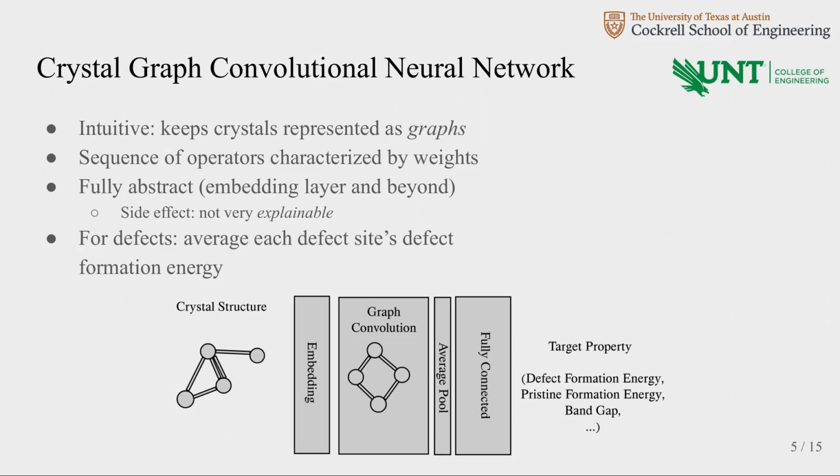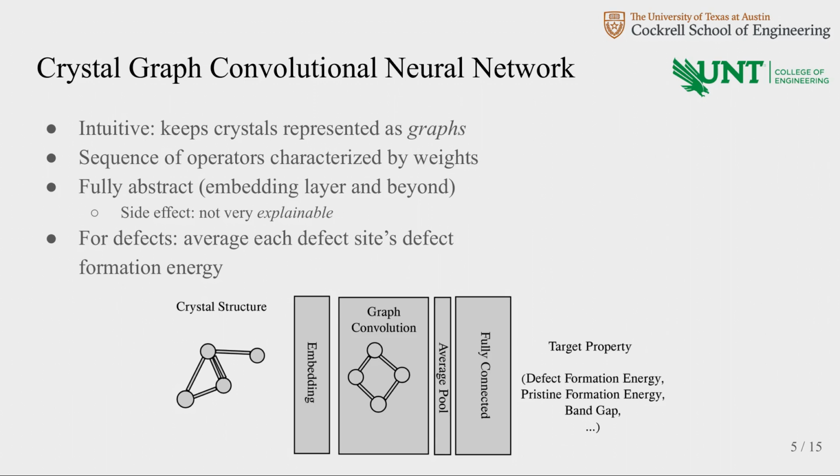So that's another thing that's cool about this topic, is that this exact deep neural network and the concepts we're just talking about can be used outside of material science. So this CGCNN network is very intuitive. It keeps crystals represented as graphs, where the nodes are atoms and the edges are bonds between the atoms.